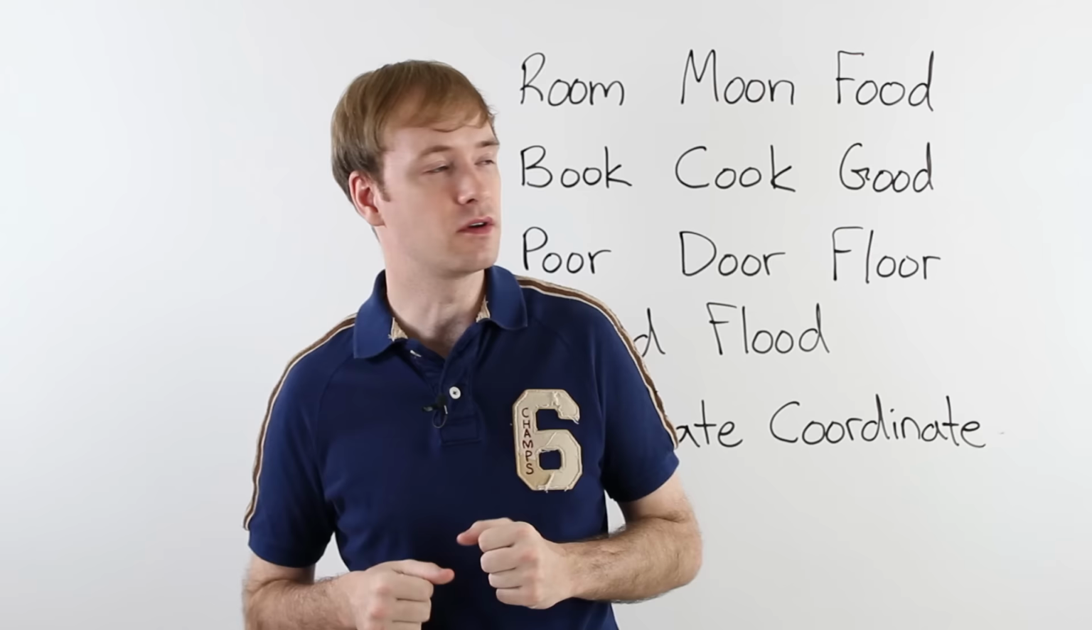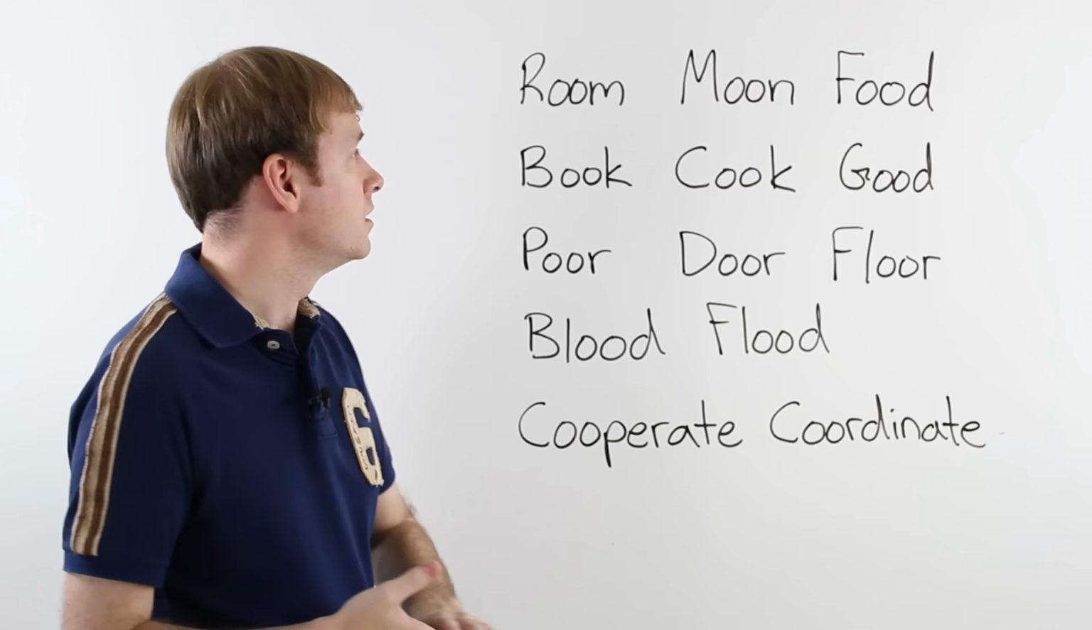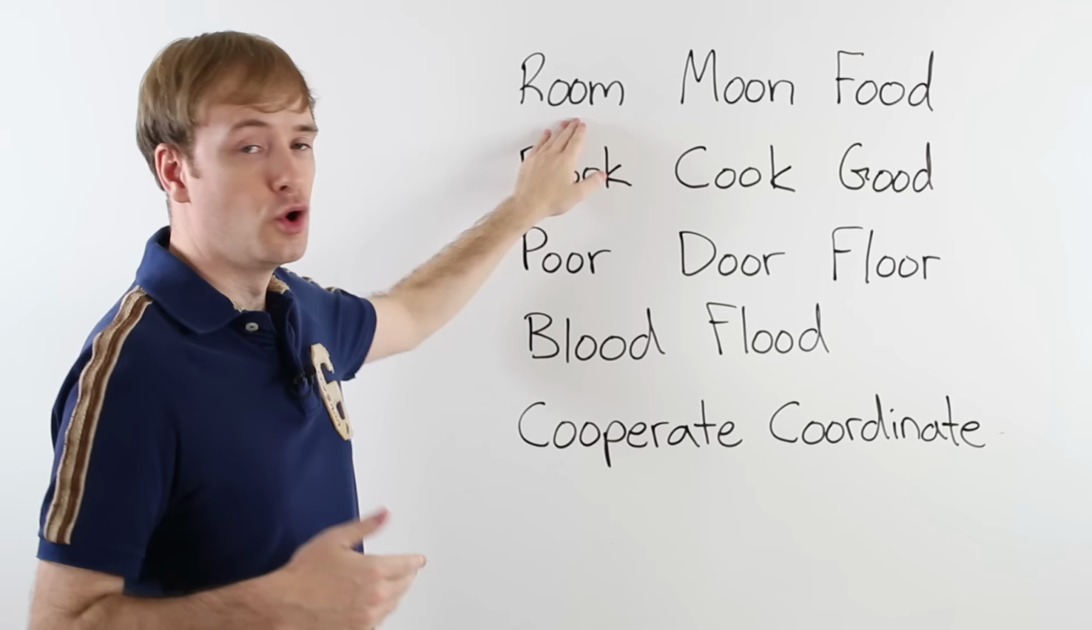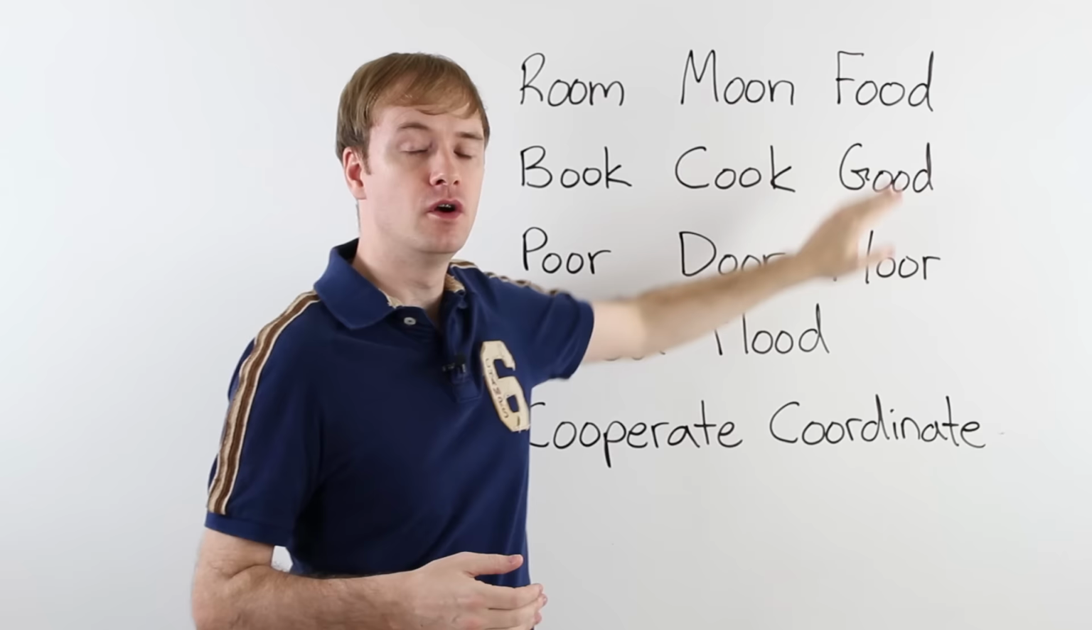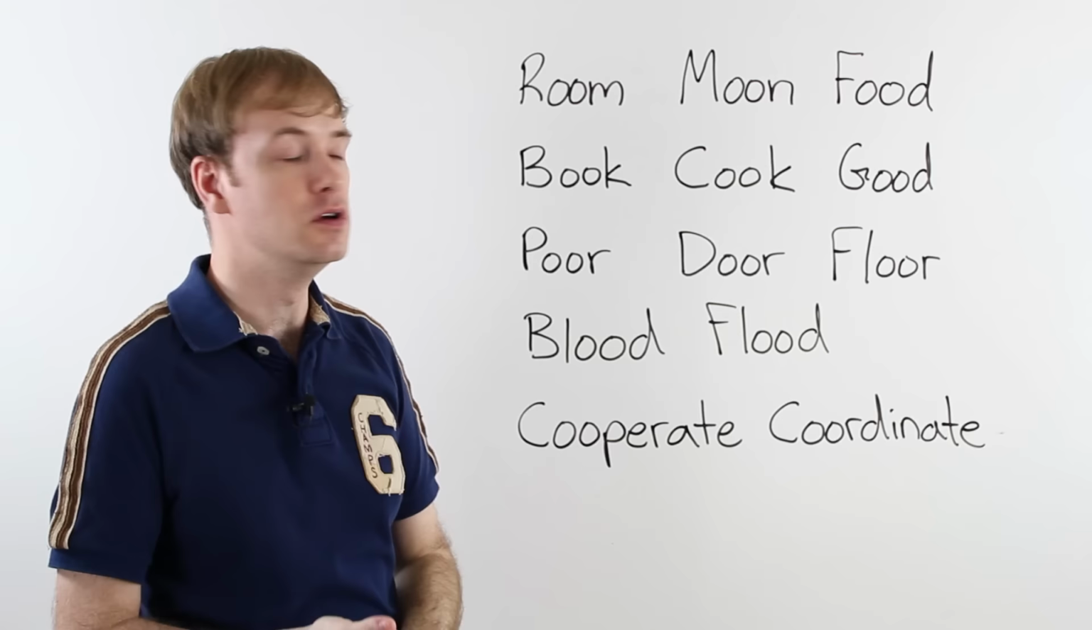Okay, I have many words here, and I know it's a little bit difficult, but you have to listen carefully. Now let's look at the first row. All of these words have the same sound of OO. So let's listen. Room, moon, food. Okay, so this OO has a very strong OO sound.